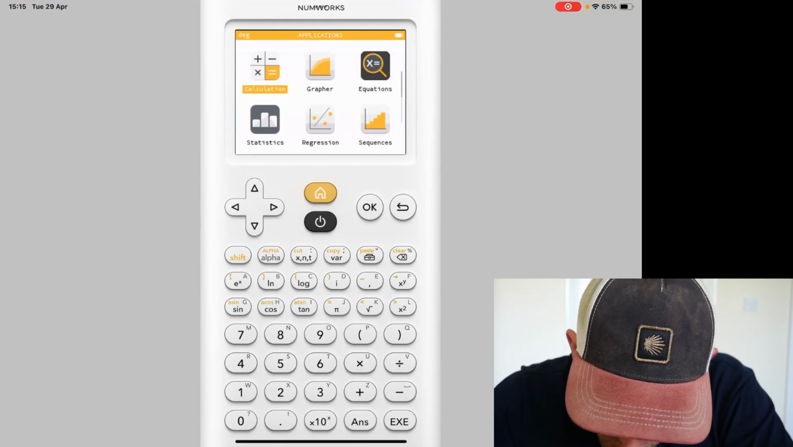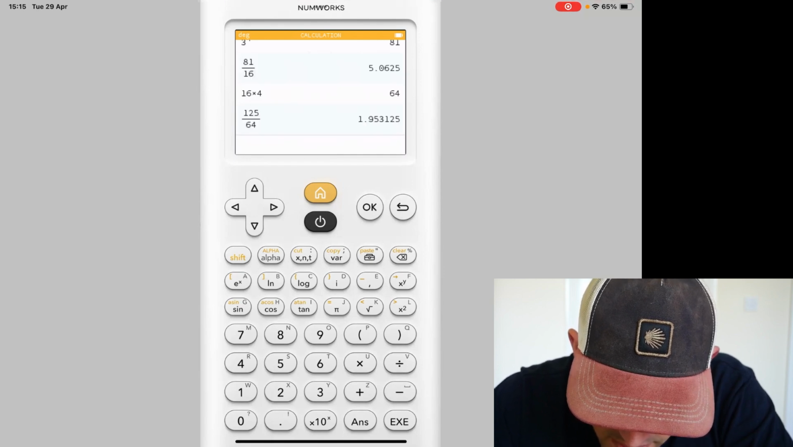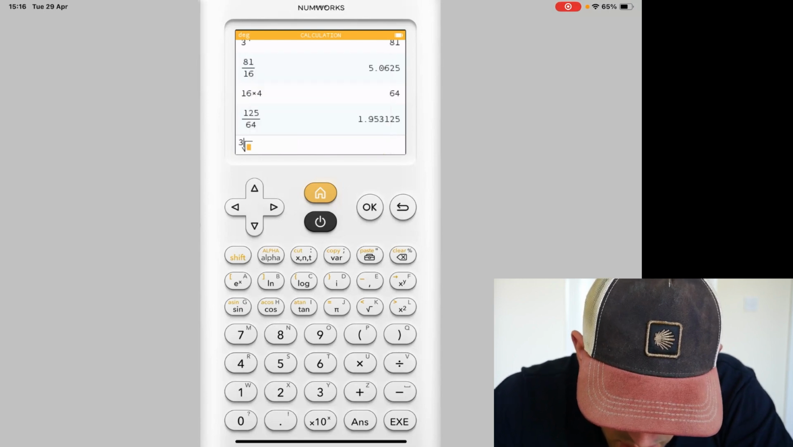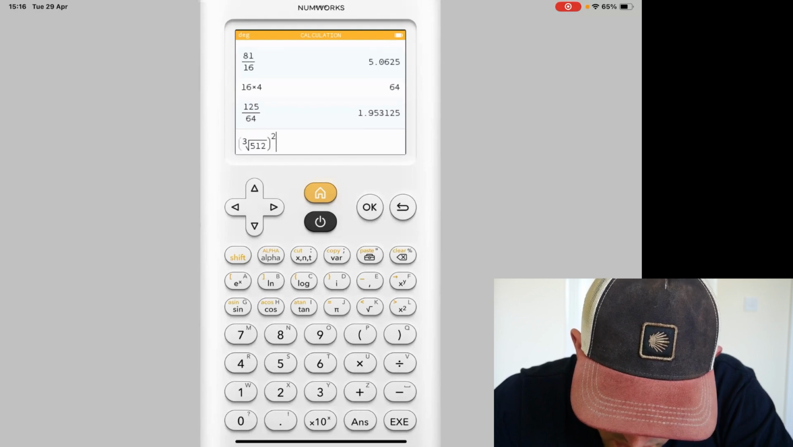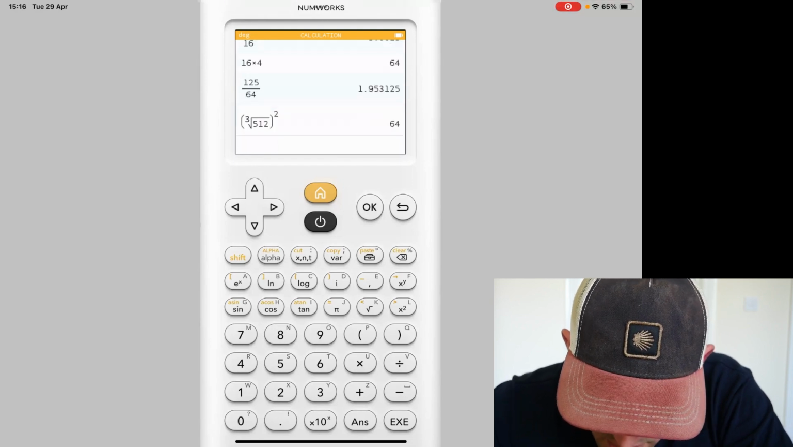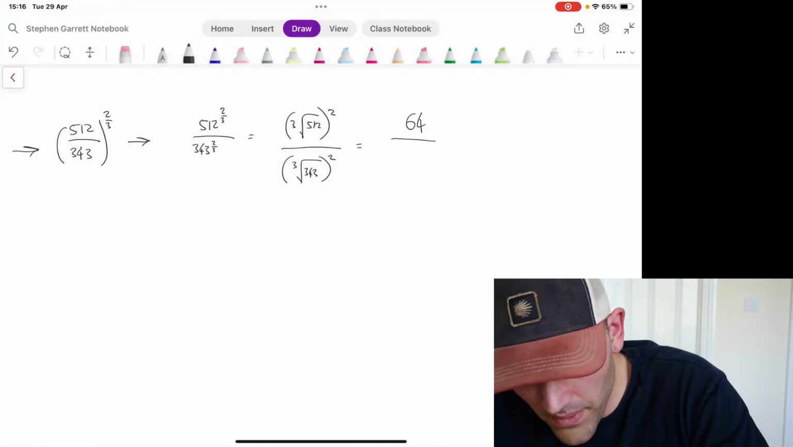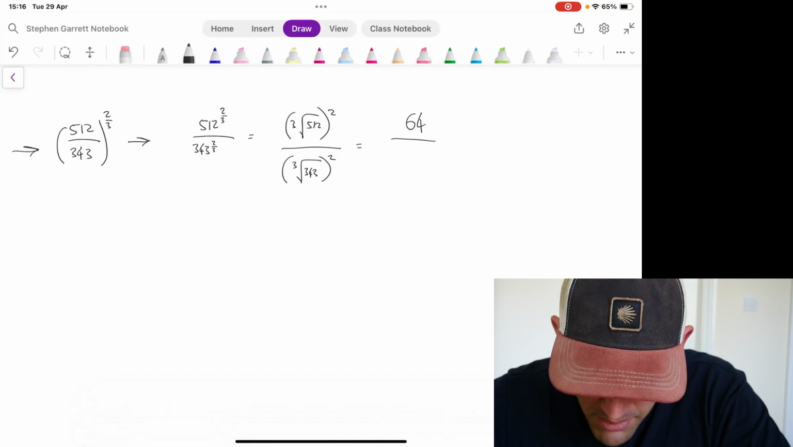So I think I've got to go home, toolbox, no, I go calculate, toolbox, cube root, here you go. Cube root of 512, and I want to square all of that. So that's 64 as my numerator, 64. And I'm going to repeat that process.